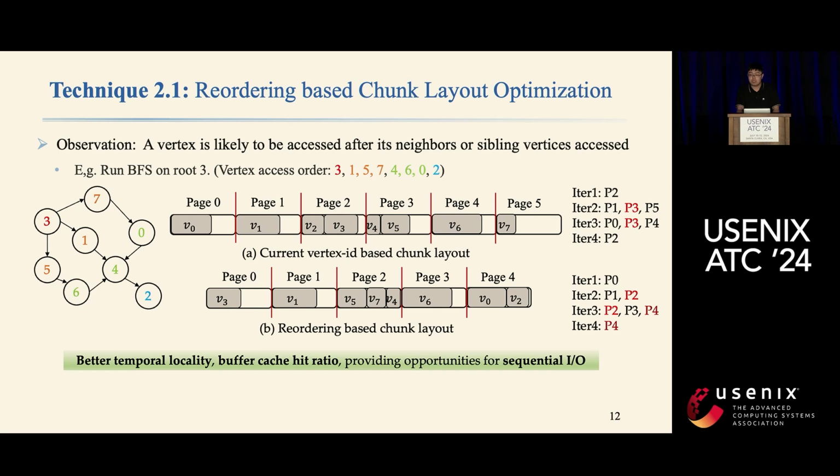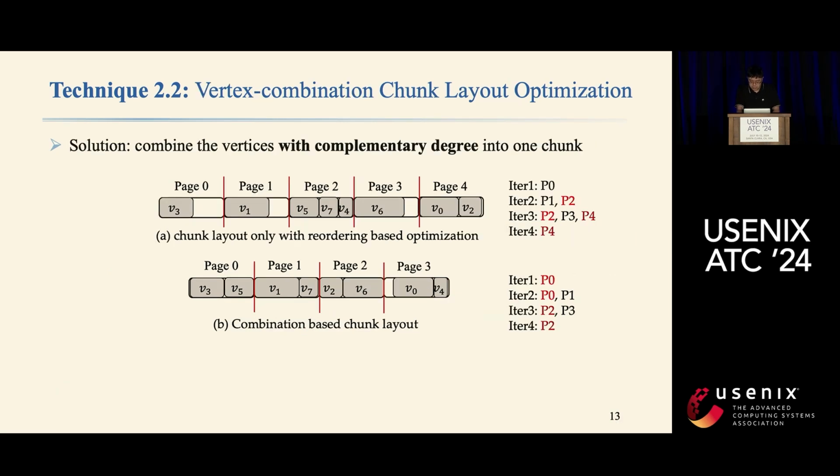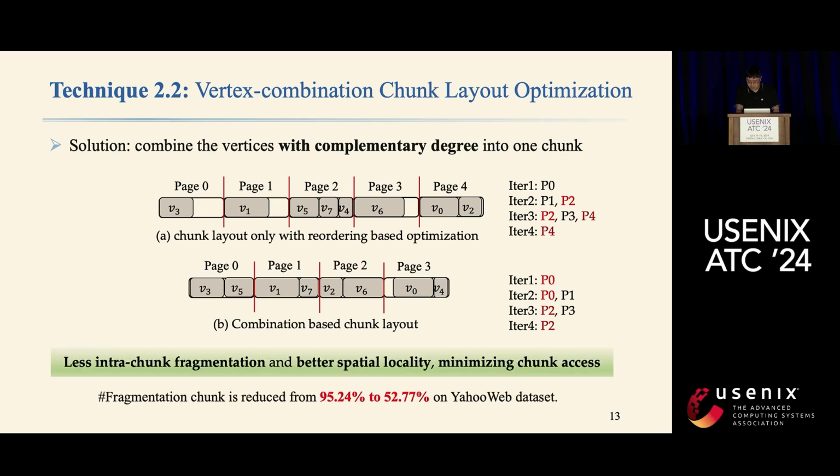However, this arrangement may leave many internal fragments in chunks. To reduce internal fragments, we use complementary vertices to fill the fragmented chunks online. Finally, we get more compact chunks, and that improves I/O efficiency. Our experiments show the number of chunks with fragments decreases significantly in our datasets.